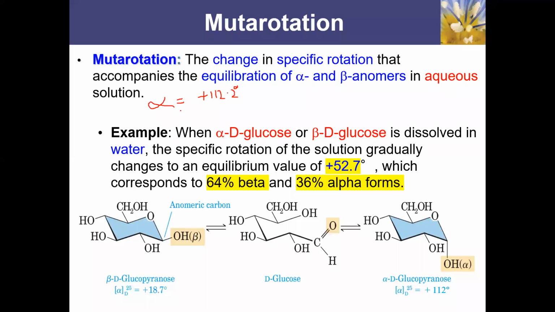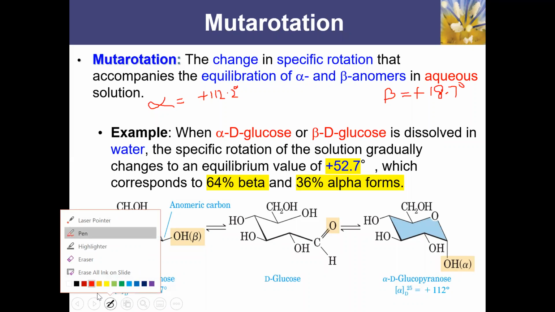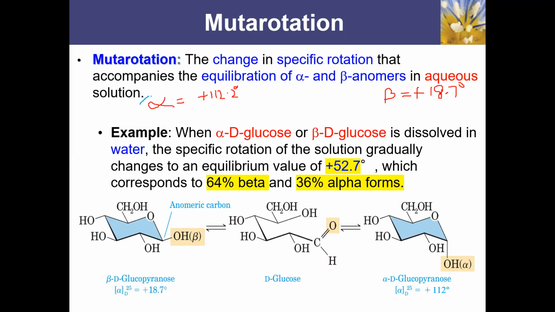Then I took the pure solution of beta D glucose and put it in the sampler, and what I saw is that it can rotate the plane polarized light by plus 18. Remember we did alpha there, the angle. So this is that same alpha. Alpha showed a rotation of about 112.2 degrees and beta showed a rotation of about 18.7 degrees, okay?